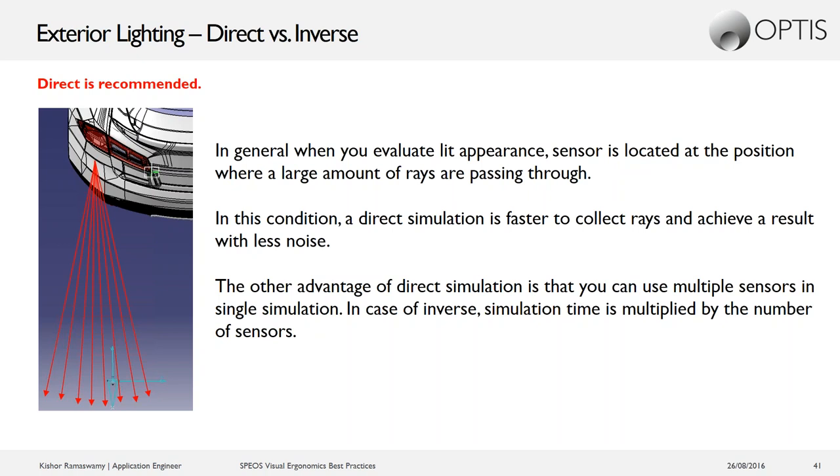Another advantage for using direct simulation is that you can use multiple sensors in the same simulation, and that won't increase your simulation time. Whereas in an inverse simulation, the simulation time is multiplied by the number of sensors that you use. So if you're trying to view a certain result from multiple angles, a direct simulation will be much faster.